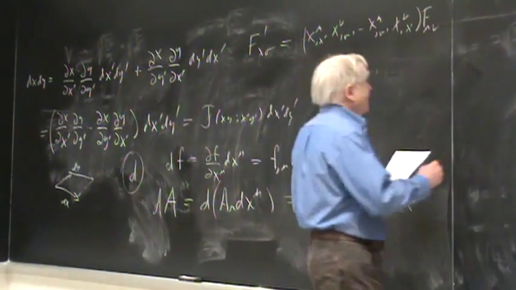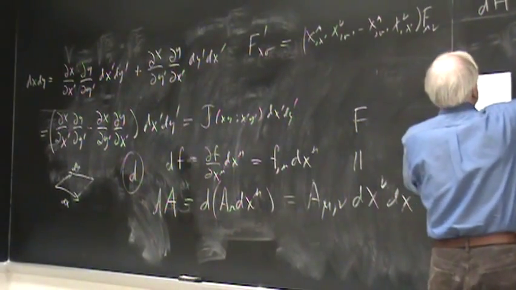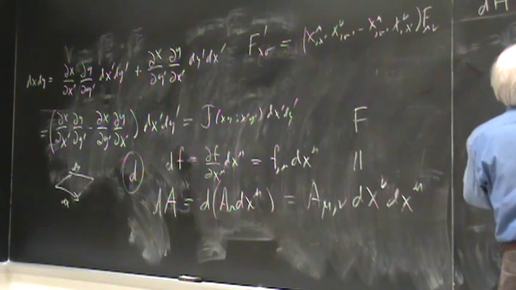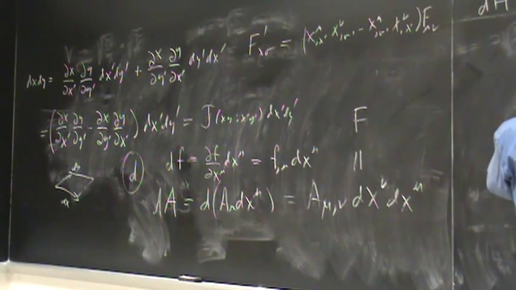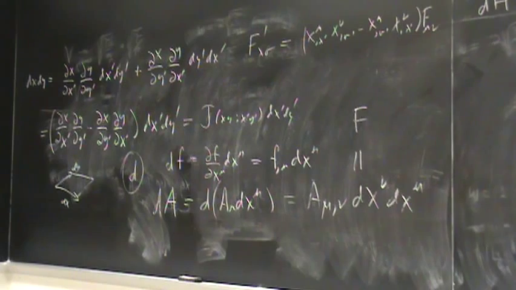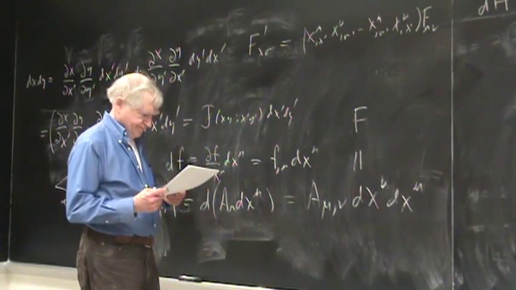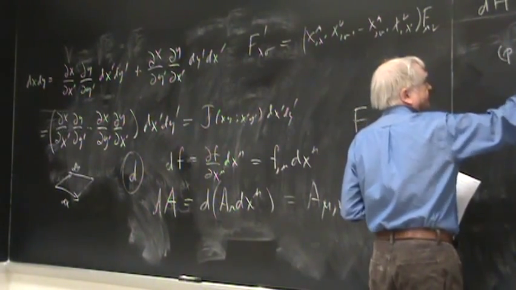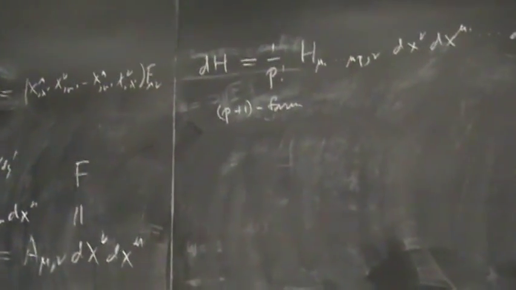On a p-form, H, d does this. It's 1 over p factorial, H mu 1 dot dot dot mu p comma nu, dx nu, dx mu 1 through dx mu p. So as I said before, Finley would write this as a half F mu nu dx mu wedge dx nu. We're just leaving out the wedges. Okay, notice that dH is a p plus 1 form. So d takes you to a higher form, higher level.